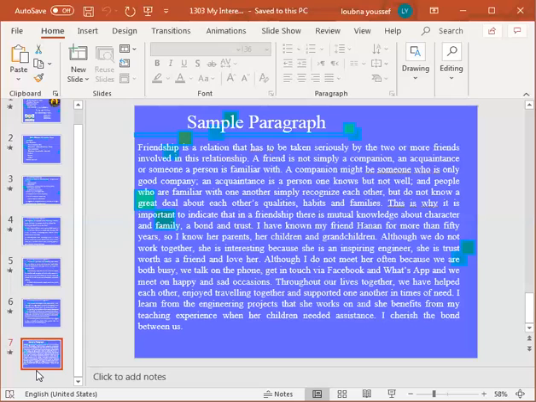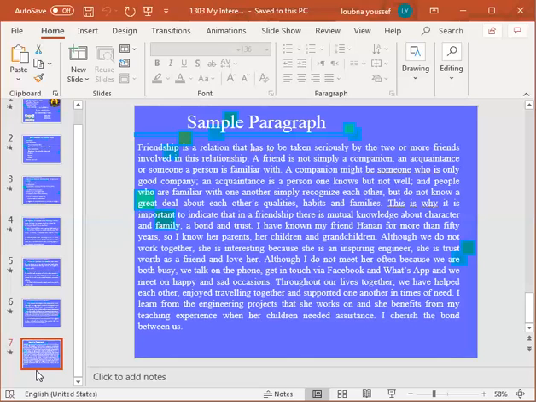The following sentence number 4. This is why it is important to indicate that in a friendship there is mutual knowledge about character and family, a bond and trust. Okay, so this writer is going to discuss mutual knowledge. So you have to know about one another. You have to know about one another's characters. You have to know about one another's families, and you have to have a bond, and you have to trust each other.